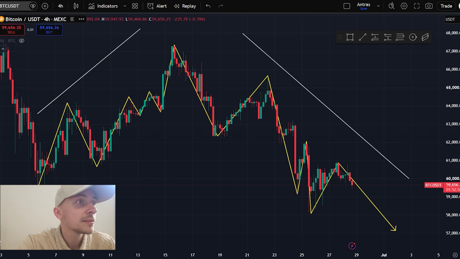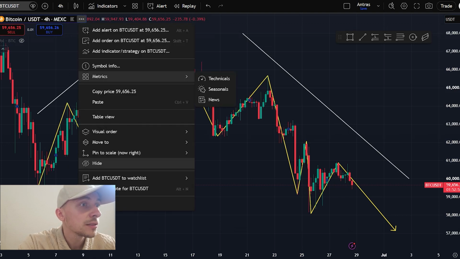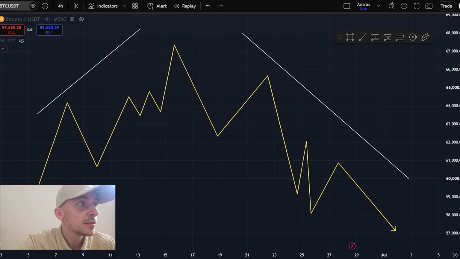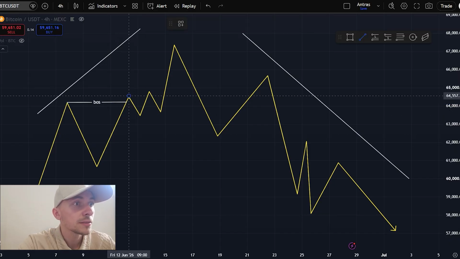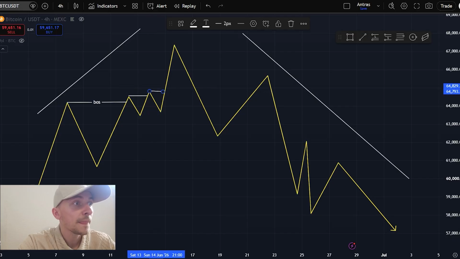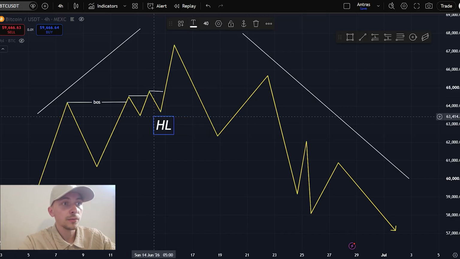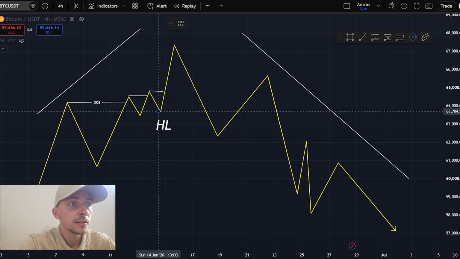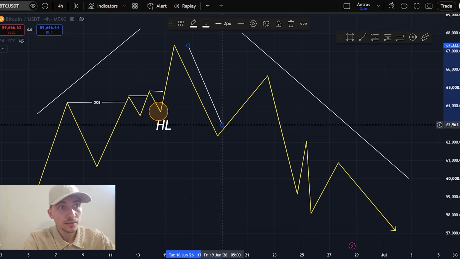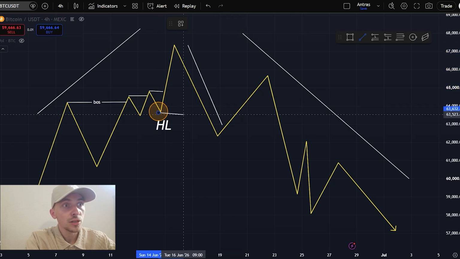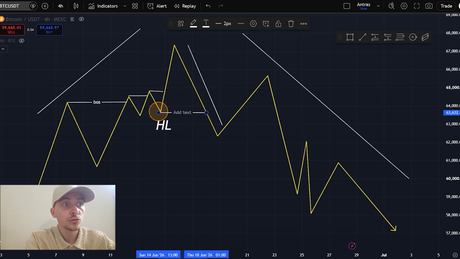So now let's clear the chart, hide it, and try to look at it. We have the higher high, we have a BOS here, we can write it, BOS, BOS, and BOS, with the higher highs. Here we had a high low in this case, and the market just crashed below it. As you can see, it dumped it, and now we have a change of character in this particular situation.